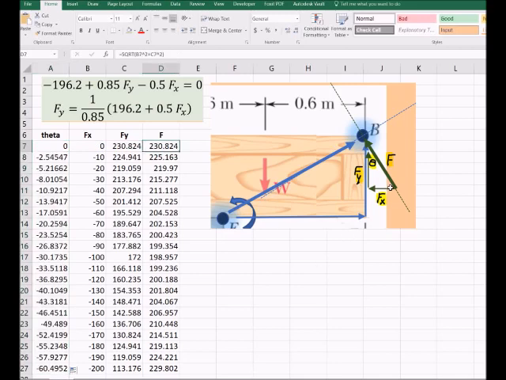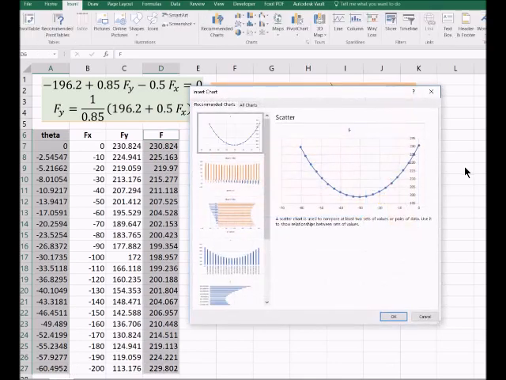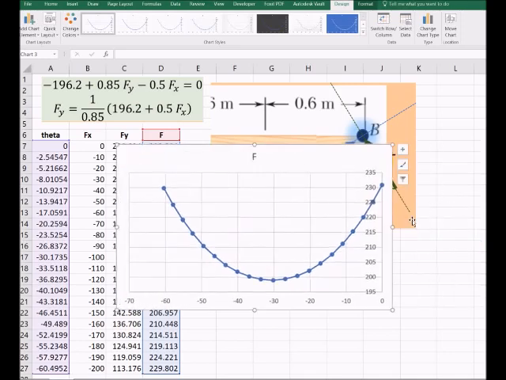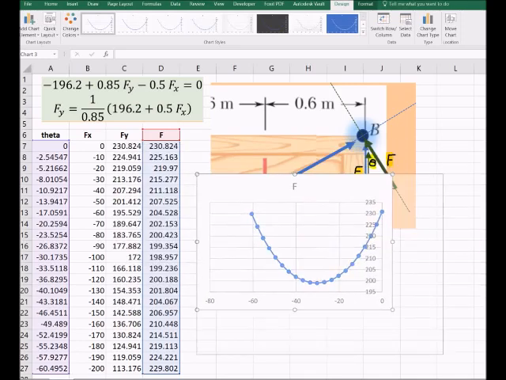Okay, once we have all of those numbers set up in a table, I'm holding the control key. If you highlight a column and then hold the control key down, you can skip columns.